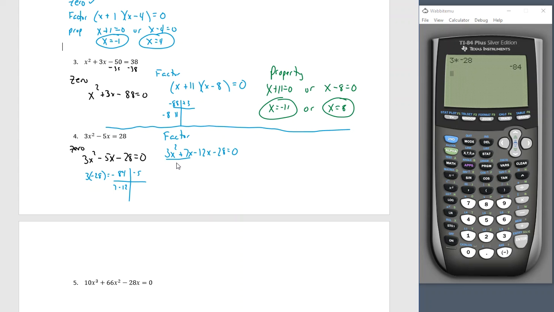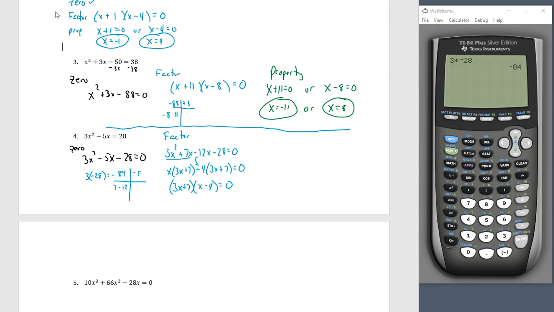Now I group these first two, 3x squared and 7x have an x in common. And I'm left with a 3x plus 7. I'll always use the sign in the middle. 12x and 28, they have a 4 in common. Negative 12x divided by a negative 4 is 3x. Negative 28 divided by a negative 4 is a positive 7. I see that these two terms now have a 3x plus 7 in common. And I'm left with x minus 4.